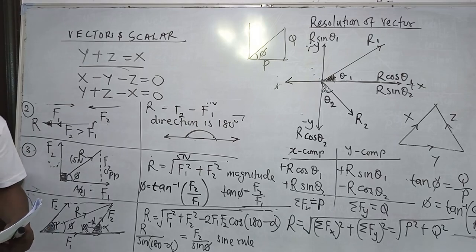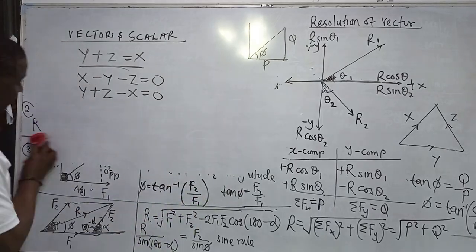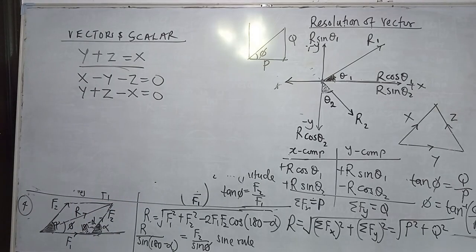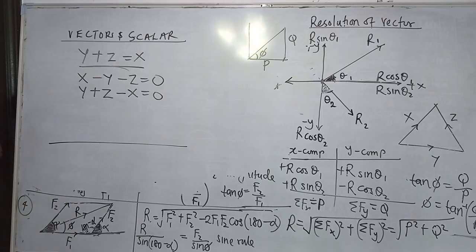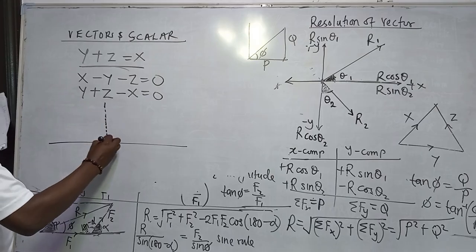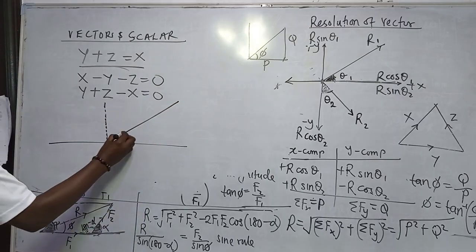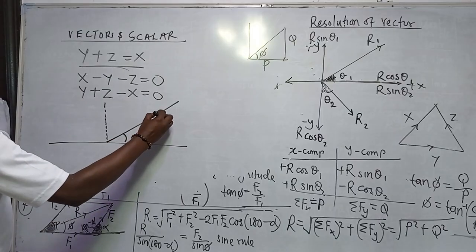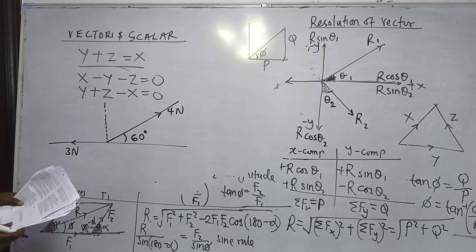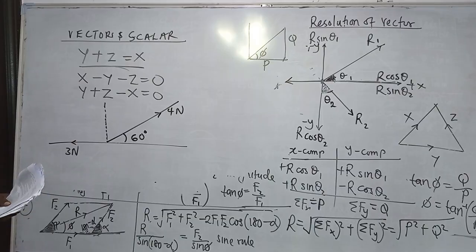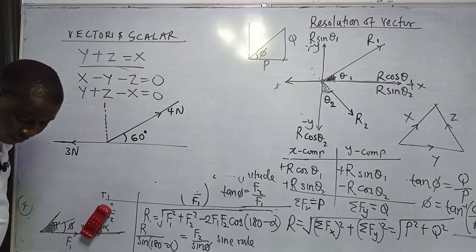So now let's take a question like this. This question is on resolution. The question says, look at it. We have a diagram like this, and in this diagram there is an angle here. This angle is 60 degrees. We have here 4 Newton. Then here is 3 Newton. From the diagram, two vectors with magnitude 3 Newton and 4 Newton act at a point. Calculate the magnitude of their resultant. How do we solve the magnitude of their resultant here?